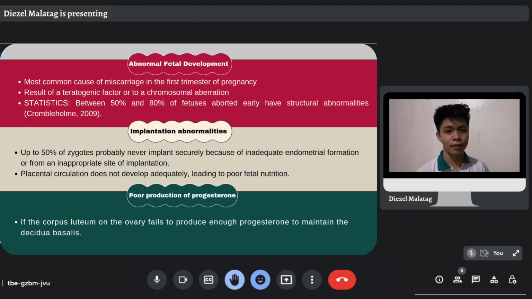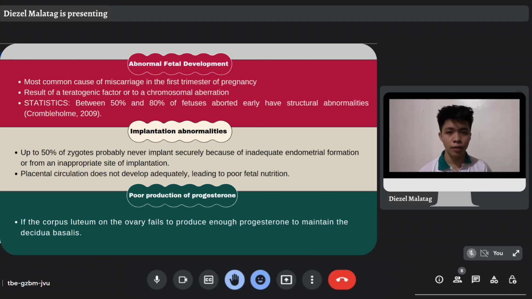This is Diesel Malatag, and what I will present today are the common causes of miscarriage. Let's start with number one. Abnormal fetal development, which is the most common cause of miscarriage in the first trimester of pregnancy. That is the result of a teratogenic factor or to chromosomal aberration. Statistics state that between 50 to 80% of fetuses aborted early have structural abnormalities.